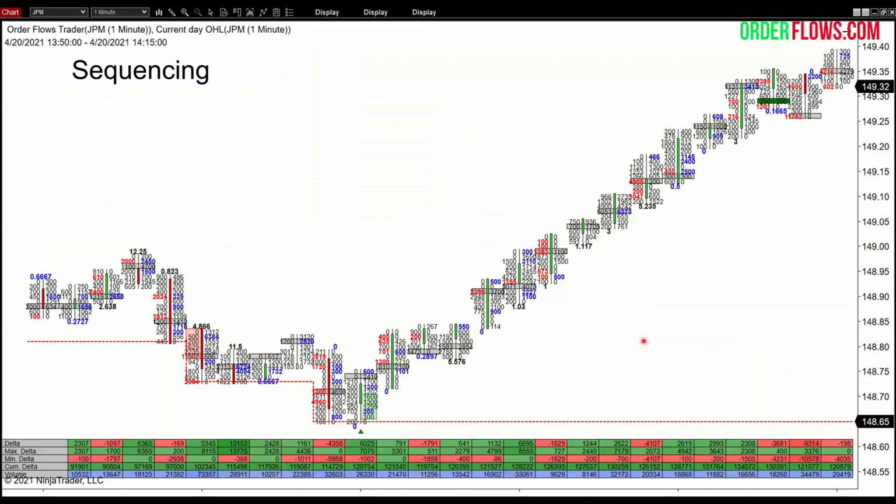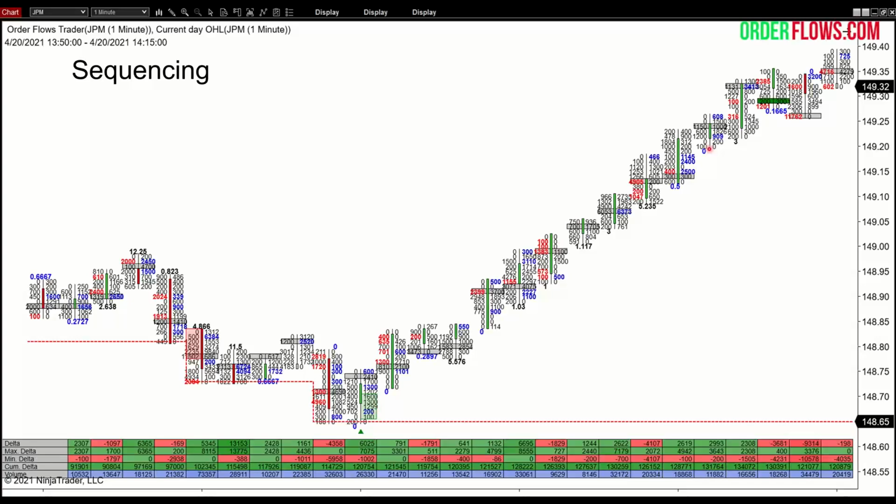This is JP Morgan, my favorite. Right off the low of the day yesterday, 2 o'clock, straight up. That's a nice 45-degree line, straight up. Bullish sequencing off the low.